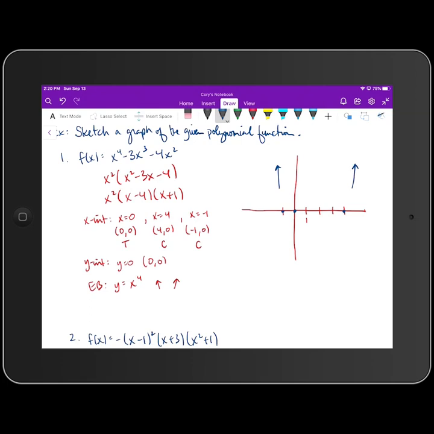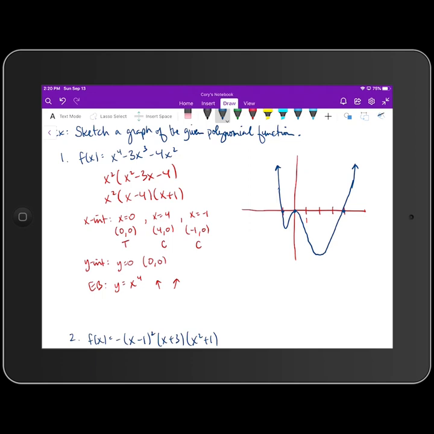And then the last thing we're going to do to complete this graph is we're going to use the behavior of our graph at the x-intercepts to finish the graph off. Okay, so we know the graph is going to cross the x-axis at negative 1, 0. It has to touch the x-axis at the origin 0, 0, and the graph is going to cross the x-axis again at the ordered pair 4, 0.